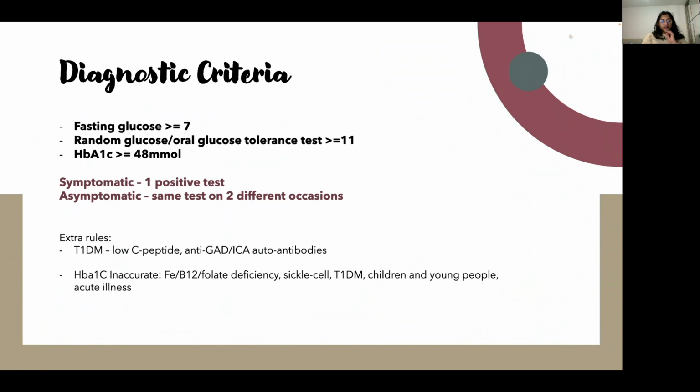Acute illness as well is quite difficult, because you might have more breakdown of cells, or you might have an increased turnover of cells to respond to the illness. So again, you're not going to have an accurate HbA1c reading. So look out for those sort of conditions in your SBA questions if it comes up.